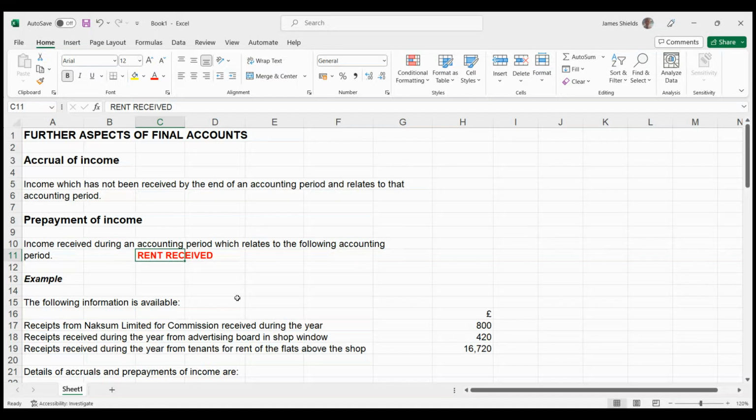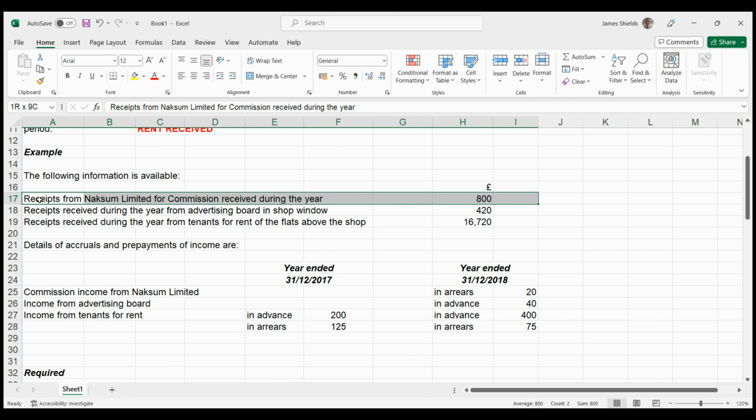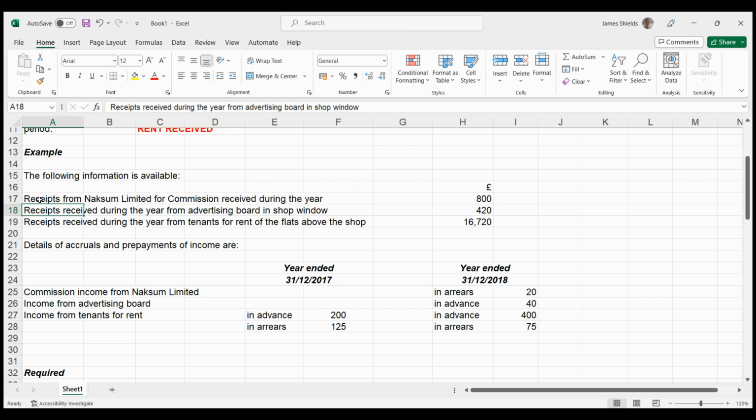Right, let's have a look at an example now. There's a lot of information in this example. The following information is available. Receipts from Nexum Limited for commission received during the year totaled £800. That's been received during the year. Receipts during the year from advertising board in the shop window have been £420. And receipts received during the year from tenants for rent of the flats above the shop, £16,720. That's all money received during the financial year.